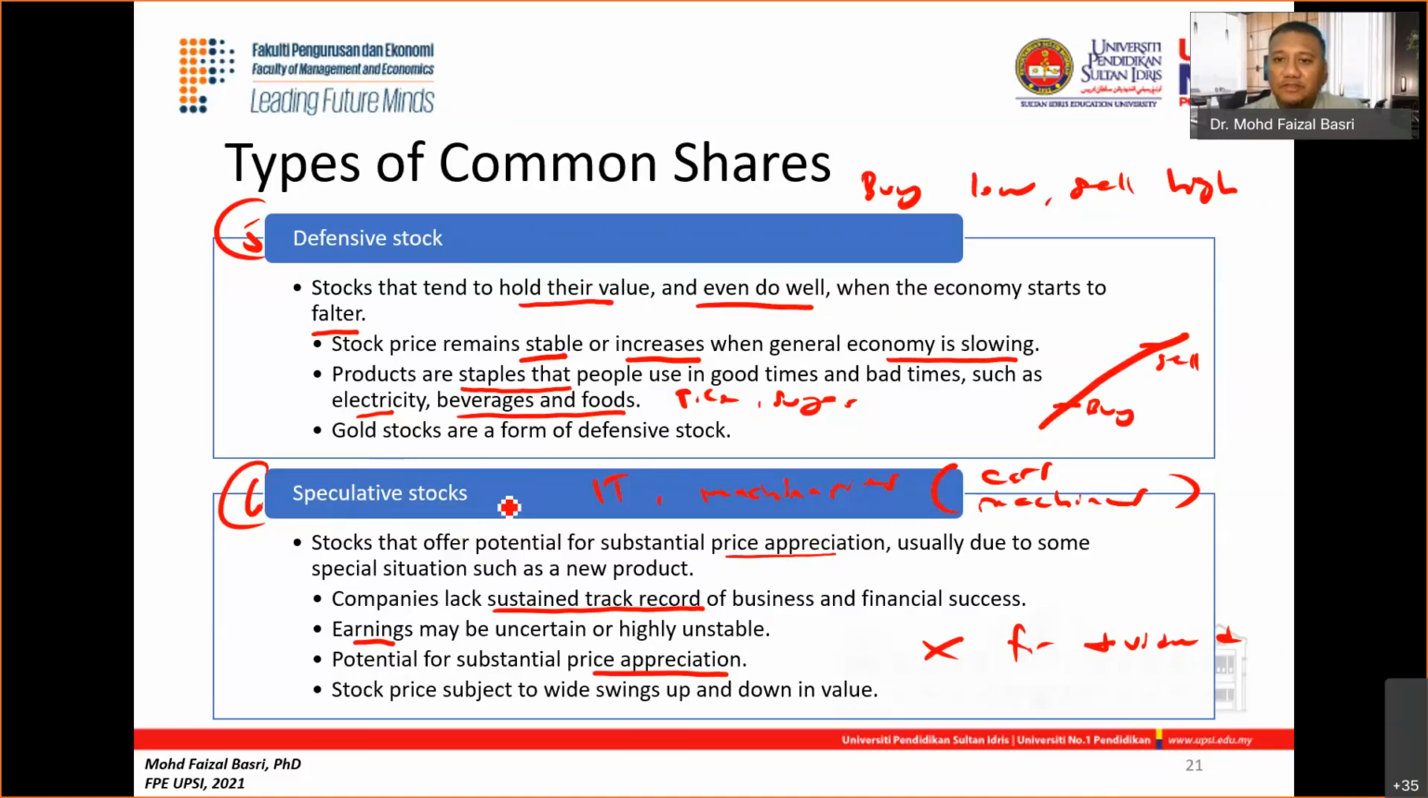So for speculative stocks, you need to know when the graph is going up like this, because sometimes the price can go down like this, right? So you need to know when the market is improving and declining. So this is only applicable for, I can say, the experts of speculative stocks.